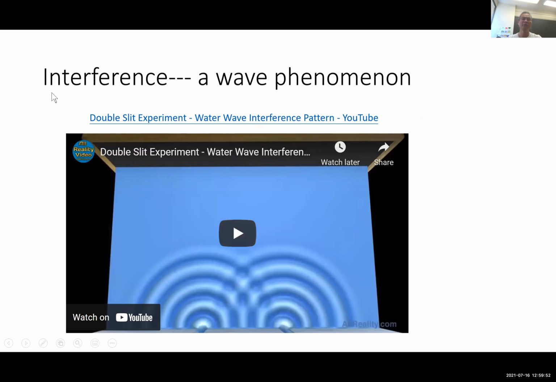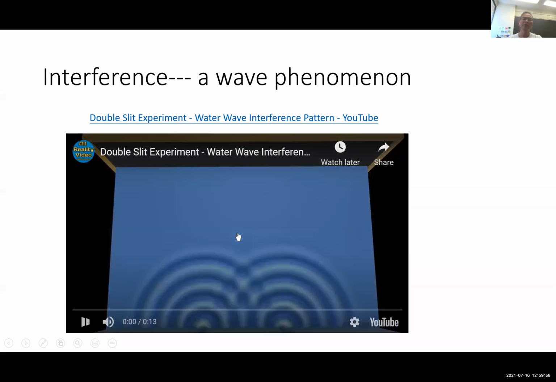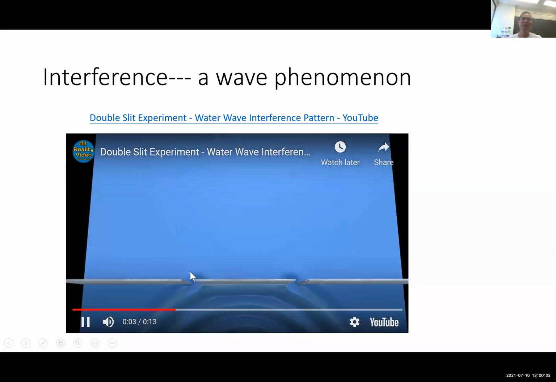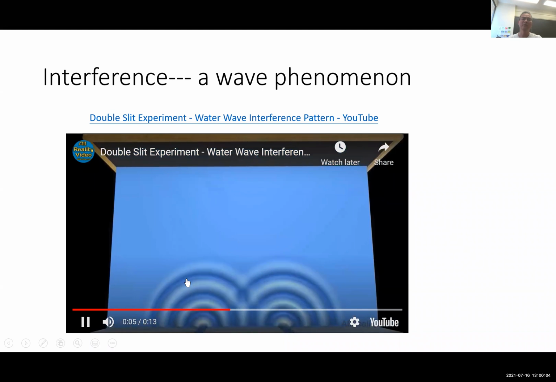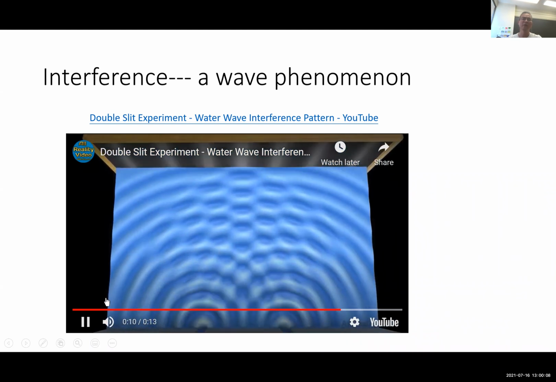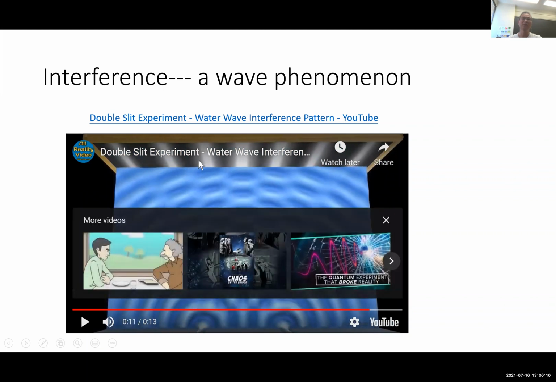So let me remind you that interference is a common wave phenomenon. And here is a clip of that. You start with a wave, in this case a water wave going through two slits. After that, they start to interfere and create a bright, dark pattern on a screen.